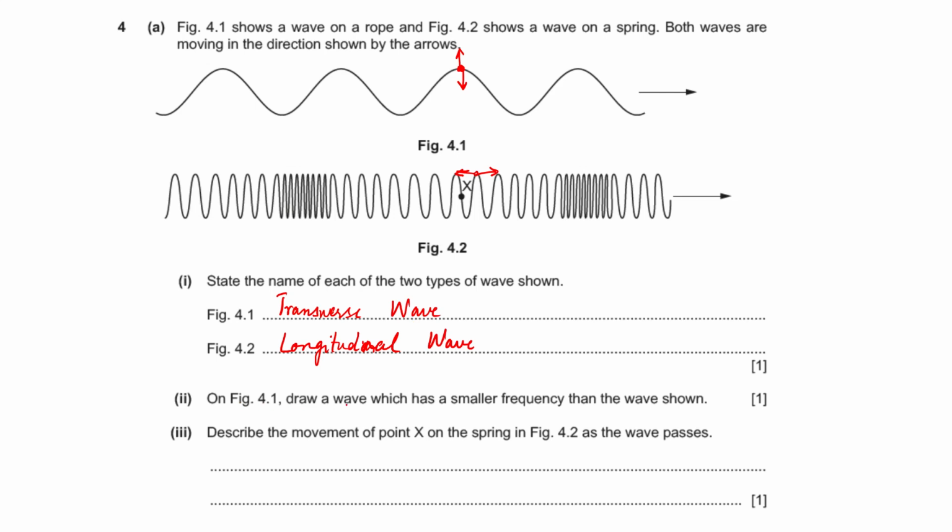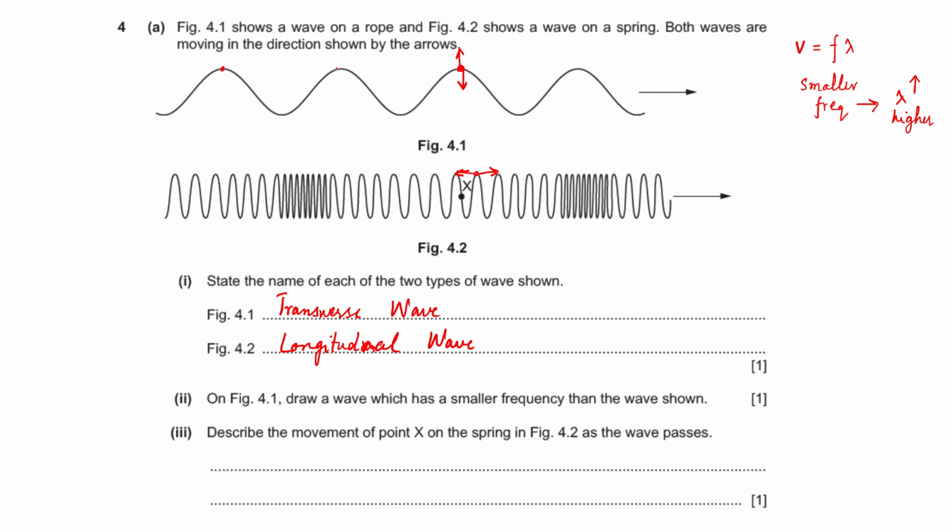On figure 4.1, draw a wave which has a much smaller frequency than the wave shown. So remember, the velocity of a wave is equal to frequency times wavelength. So a much smaller frequency results in a higher wavelength.